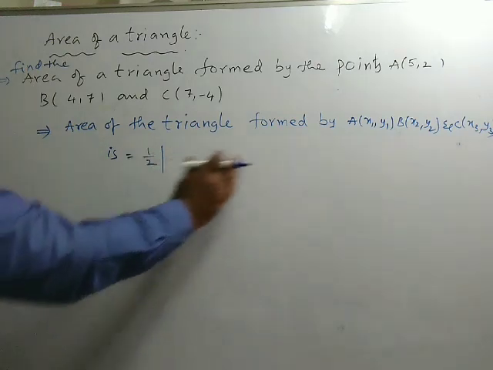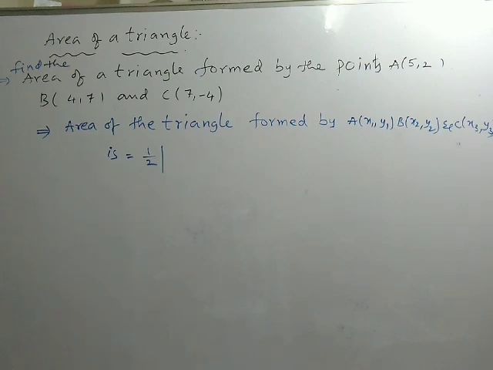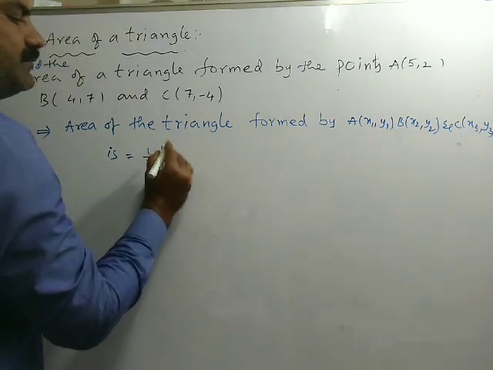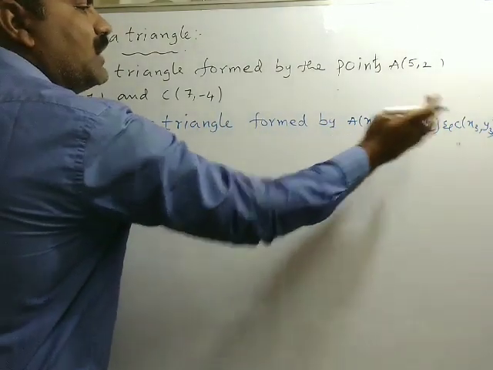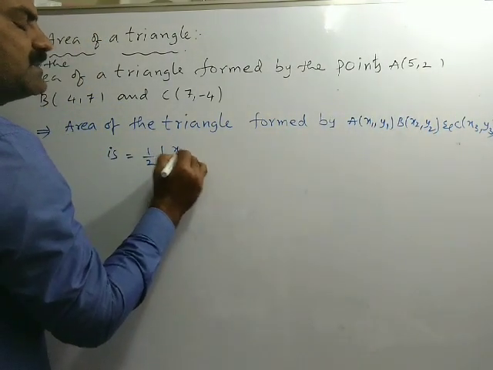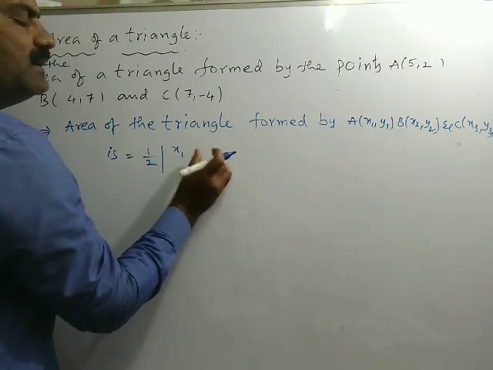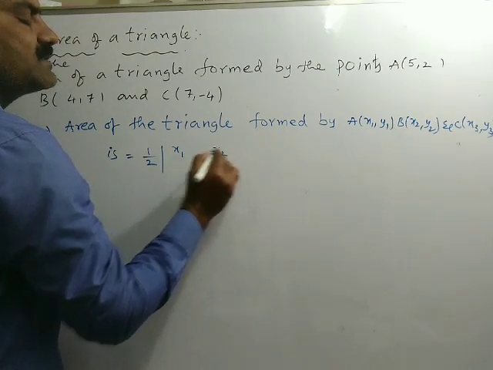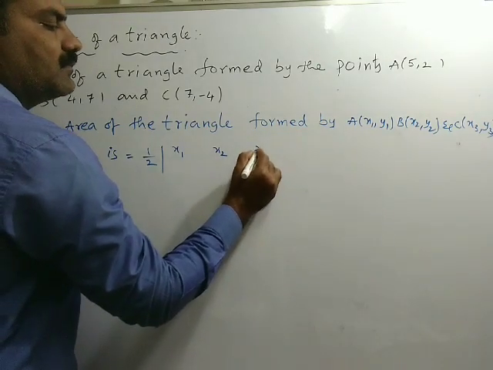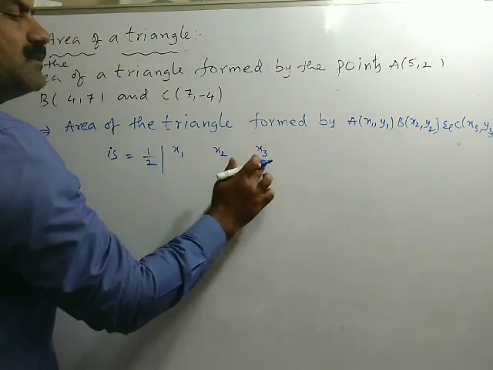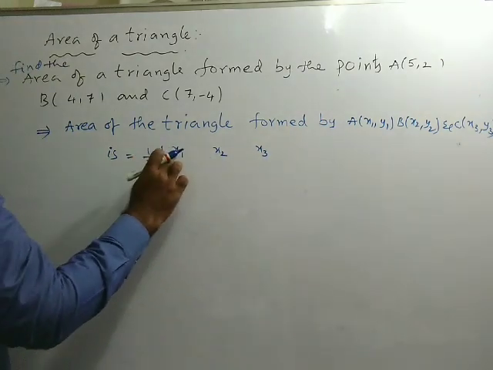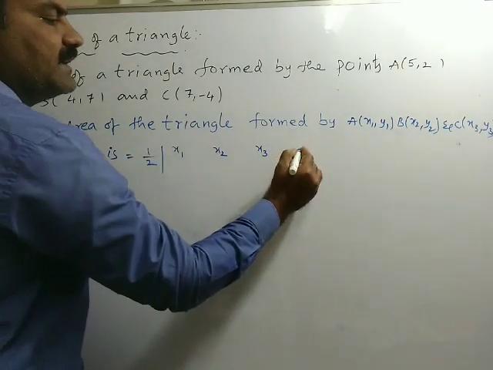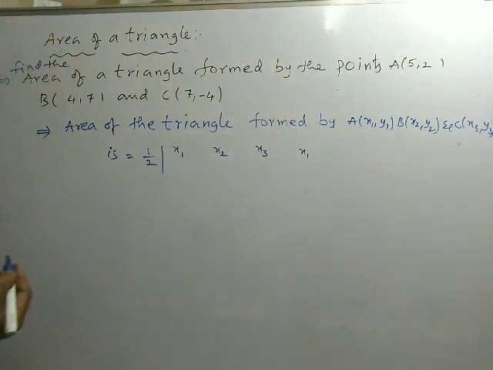So let us see, if the points are A (x1, y1), B (x2, y2) and C (x3, y3), then the formula is half modulus of, let me write only the x coordinates, leaving a little bit of space: x1, followed by x2, and x3. After completing the three x coordinates, you repeat the first one once again, that is x1.